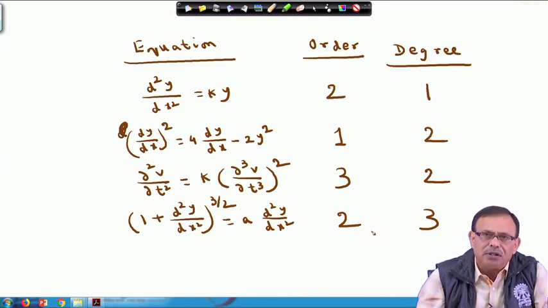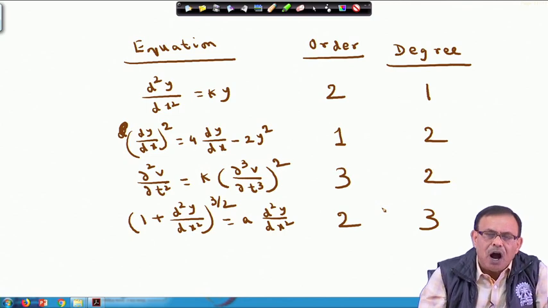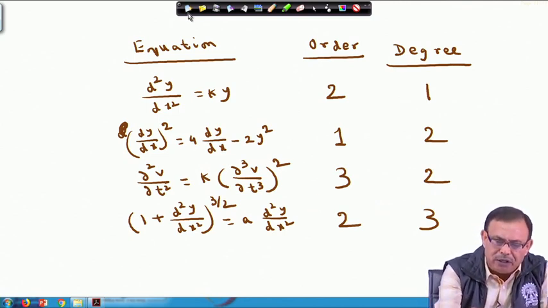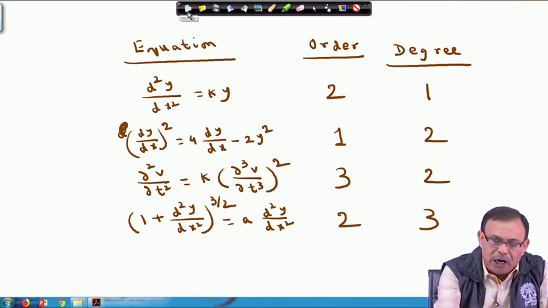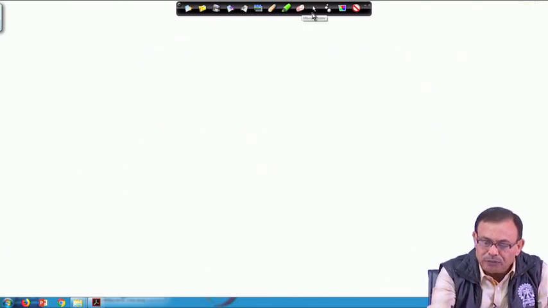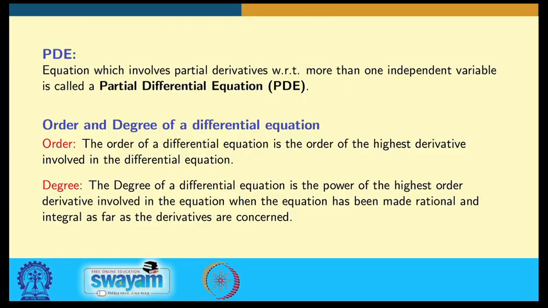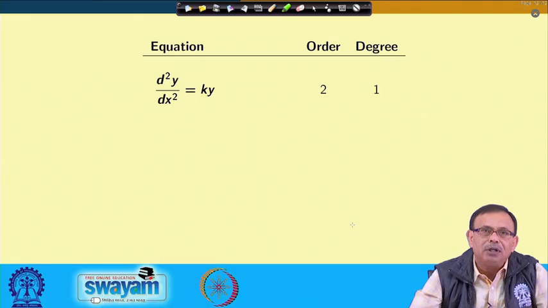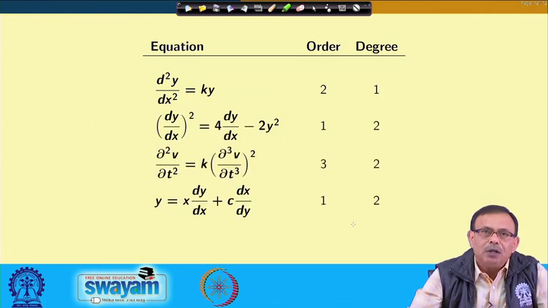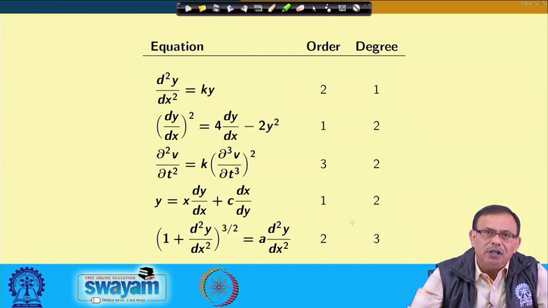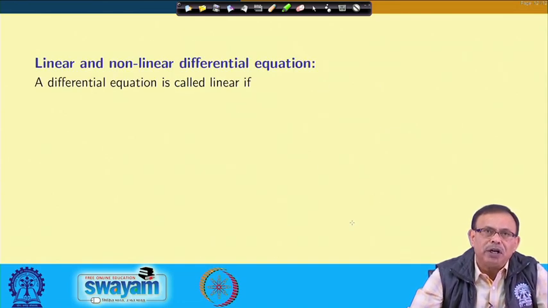I think it is now clear to you how we find out the order and the degree of an equation. Just those things, in a tabular chart, I am showing you again what I have explained: the order and degree. I hope it is clear to you now. So, let us proceed to the next one, linear and nonlinear differential equation.